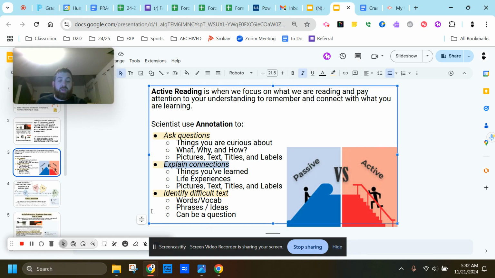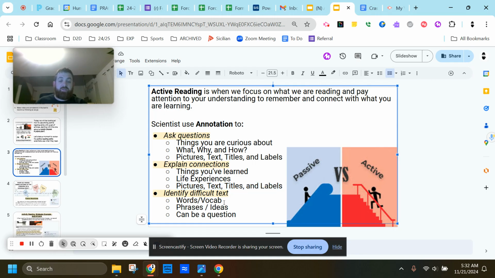We need to look to explain connections, so making connections to things we've learned about. As we're reading, we connect things about force, mass, and velocity, those key concepts that we understand. We also connect to life experiences, things that we have experienced in life that help us connect to what we're reading. And we do this with pictures, text, title, and labels, similar to asking questions.